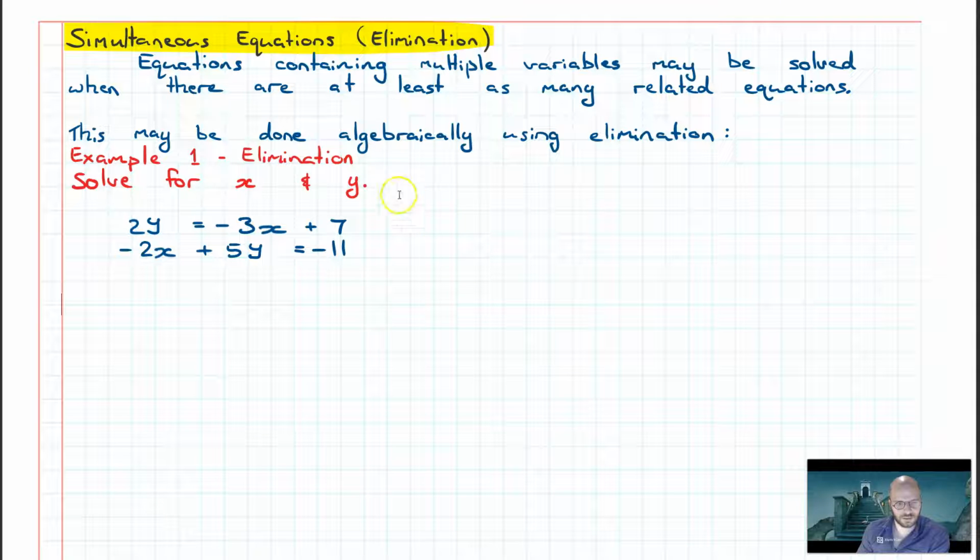If we turn our attention to example 1 over here, we have a system of equations. We have 2y equals minus 3x plus 7, followed by minus 2x plus 5y equals negative 11. Now, using the elimination method, we're going to be able to find definitive values for both x and y.